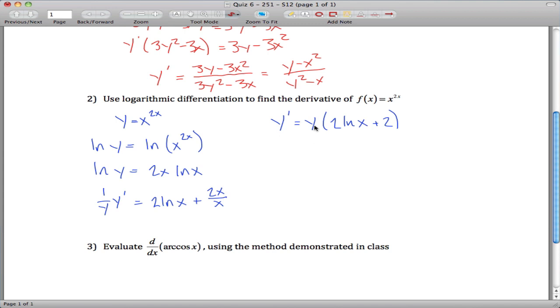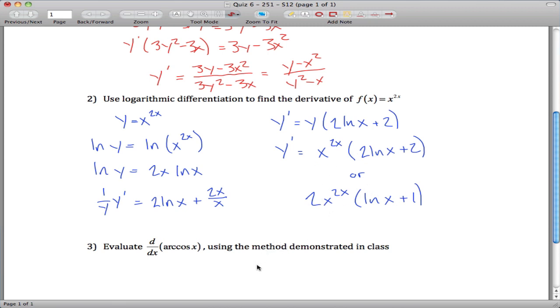But you don't want to leave it right here because we know that y is x to the 2x. So we could say y prime equals x raised up to the 2x power times 2 natural log of x plus 2. I don't know, you can rewrite this a couple ways if you want. I guess you could factor out a 2 from both of these. Maybe I'll write or 2x to the 2x times natural log of x plus 1 if you really want. Any of these are fine. I don't really care how you leave it.